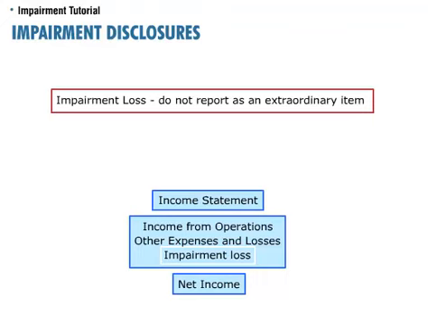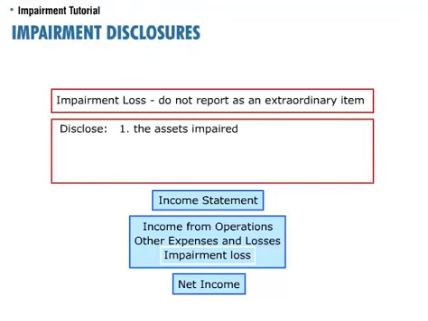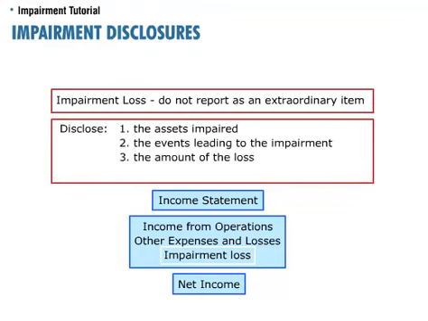A company that recognizes an impairment loss should disclose the assets impaired, the events leading to the impairment, the amount of the loss, and how fair value was determined.